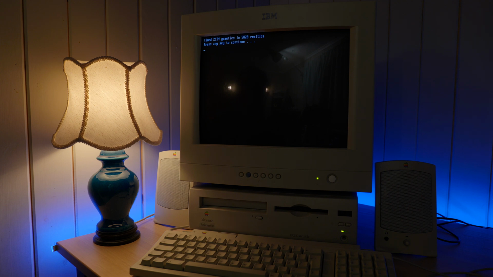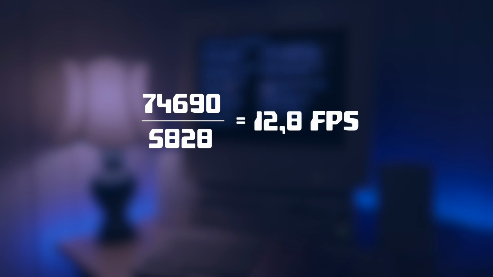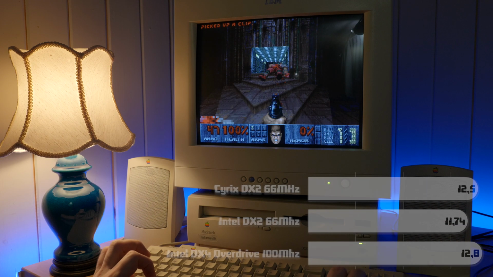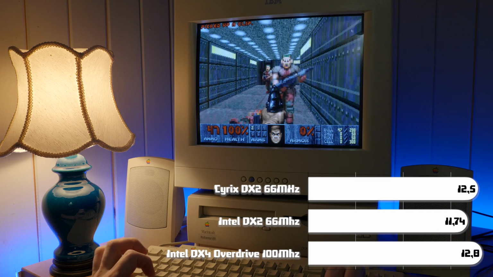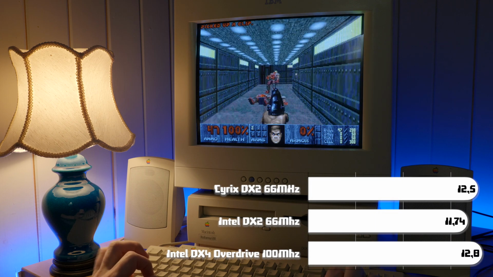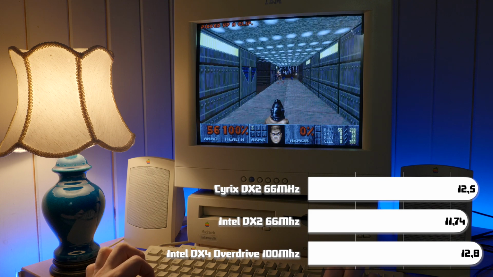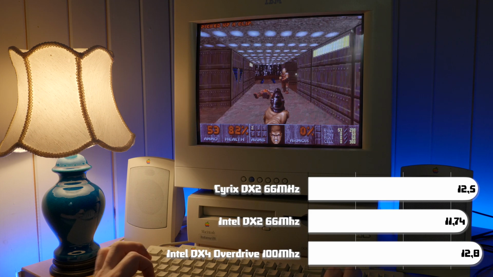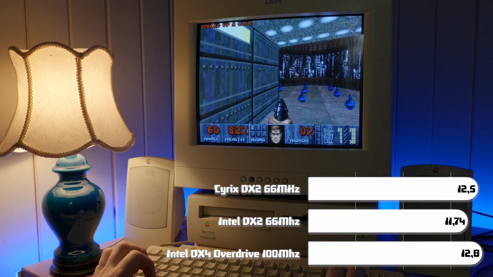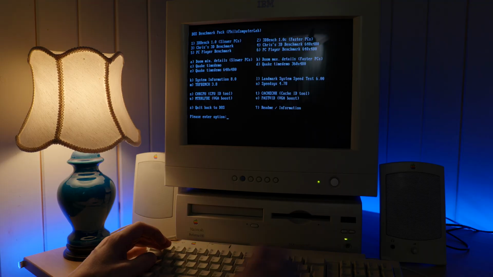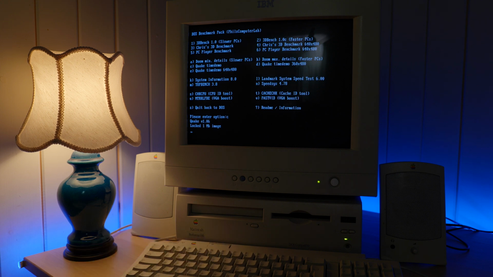So the frame rate for the Doom benchmark can be calculated by dividing the number 74,690 by the reported real ticks. So in this case, 74,690 over 5828 gives us about 12.8 frames per second. Interestingly, the Cyrix was actually faster than the Intel 486 in Doom, and the Overdrive was just barely faster than the Cyrix. Interested to hear if anyone has any theories as to why that is, so leave a comment if you do. Let's have a look at Quake.